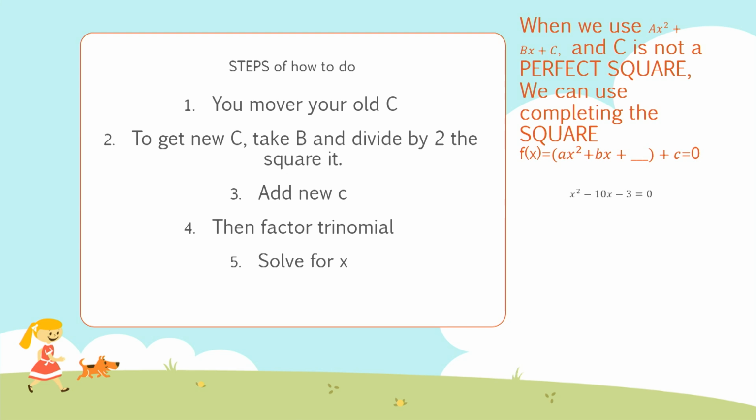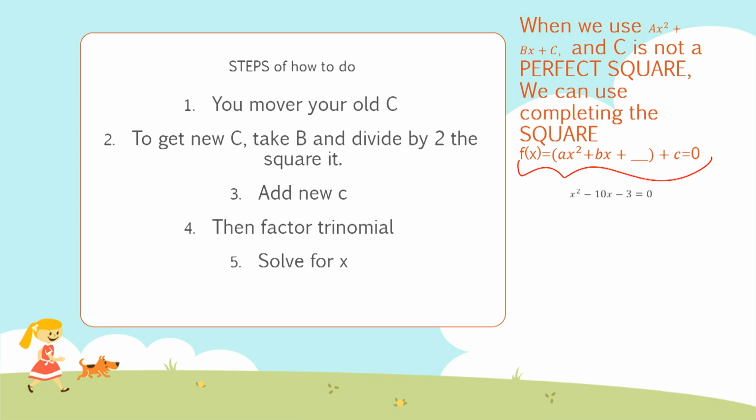Now, the steps of how to do this. When we use ax squared plus bx plus c, and c is not a perfect square, we can use completing the square. What does that look like exactly? I am moving the old c out of the way to make room for the new c. To get the new c, I take b, divide it by 2, and square it. That's my new c, and I'm going to add it. Then I'm going to factor my trinomial and solve for my x.